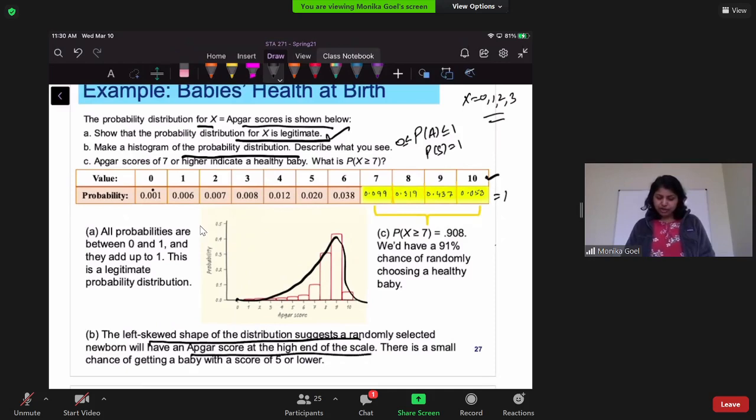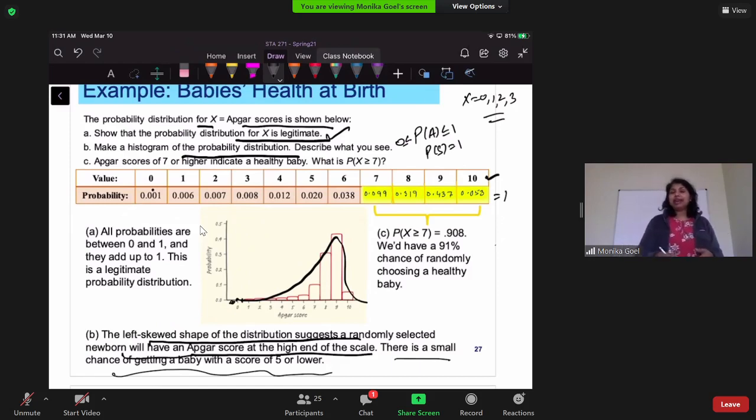Newborns will have an Apgar score at the high end of the scale, and there is a small chance of getting a baby with a score of 5 or lower. Because that is the minimum, you have it here. So again, the basic idea is when you look at the histogram, you know the shape of the distribution. Then read your question and you can explain what that left or right or symmetric distribution talks about.